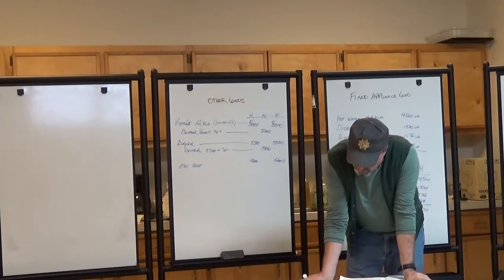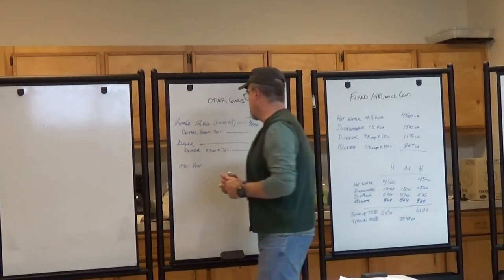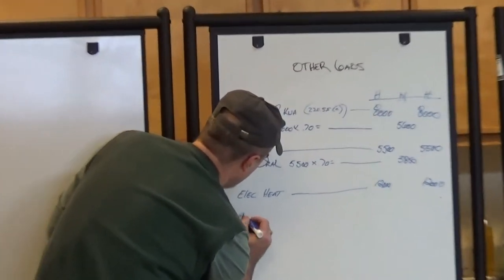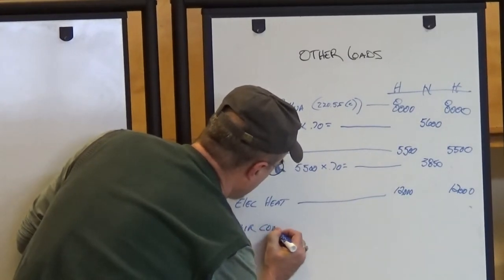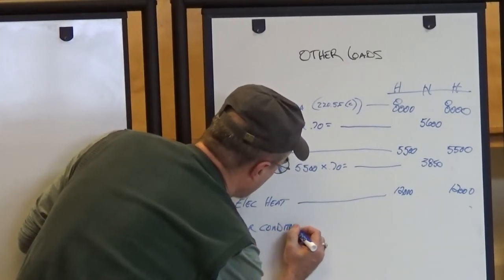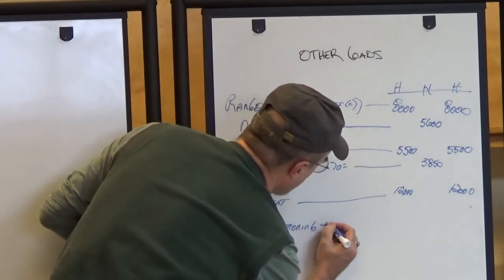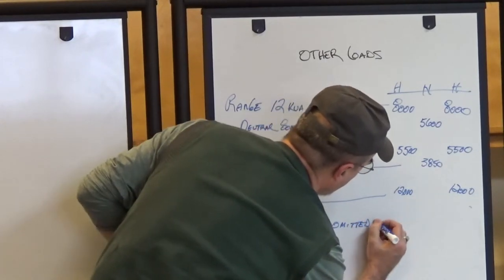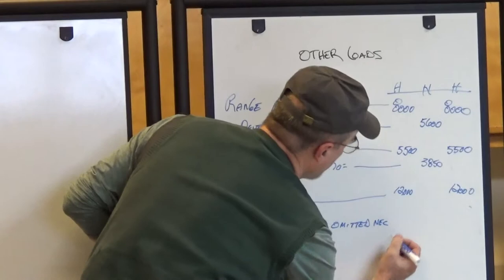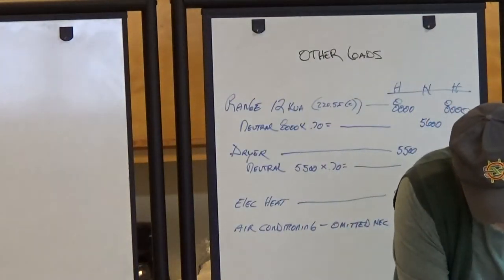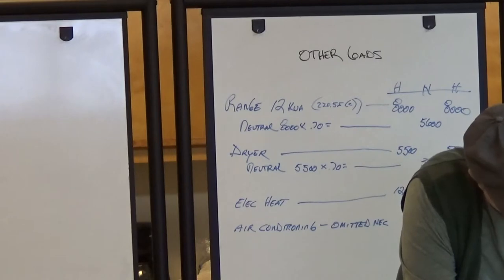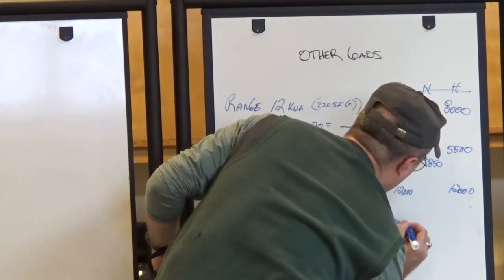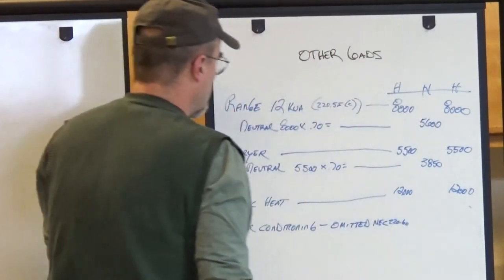And so the air conditioning is going to be omitted per NEC 220.60. Okay.